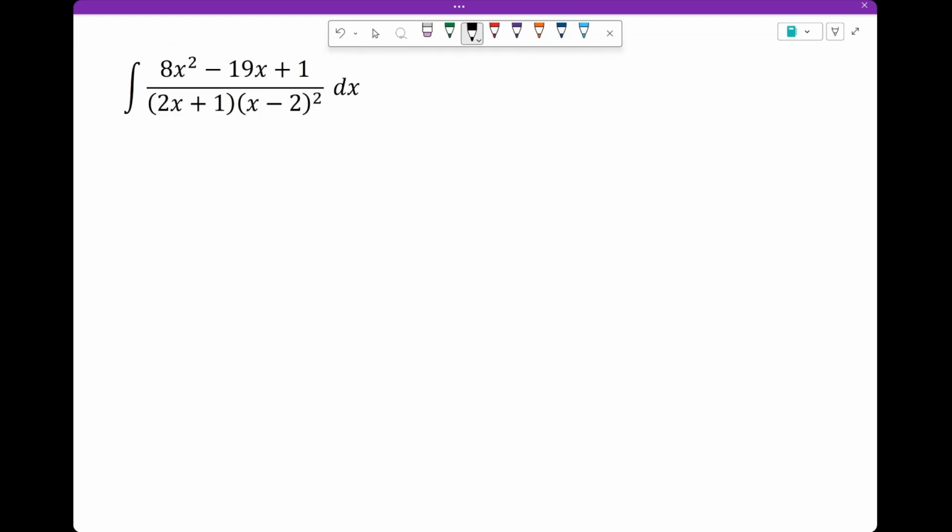So here's the next question. We've got another fraction, and this time the denominator is already factorized into linear factors. That's usually a big hint that you're going to have to use partial fractions.